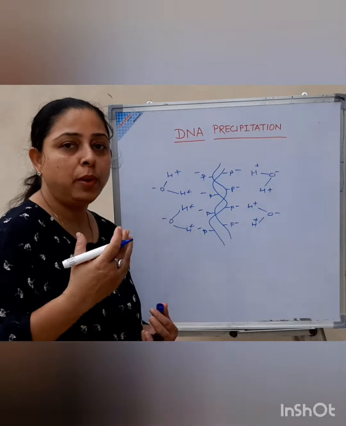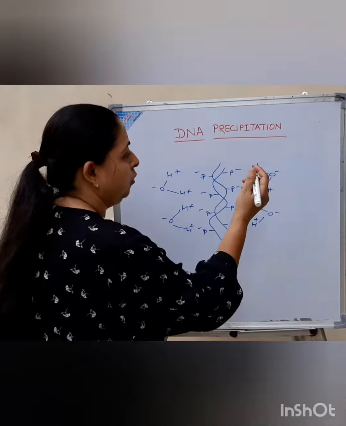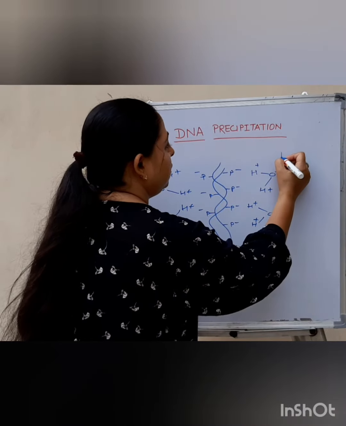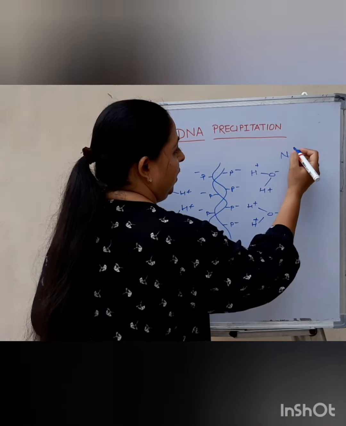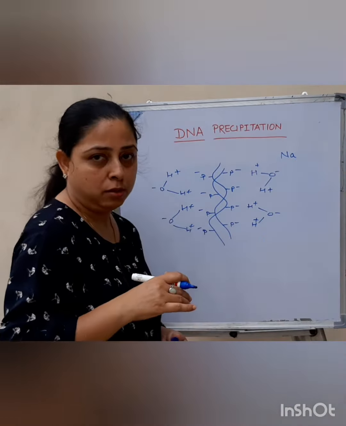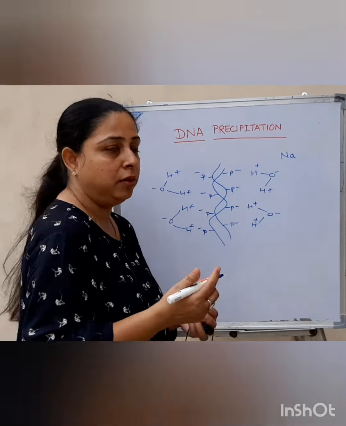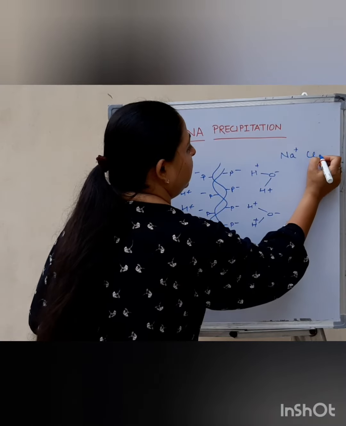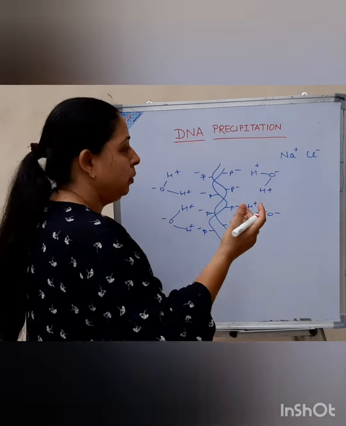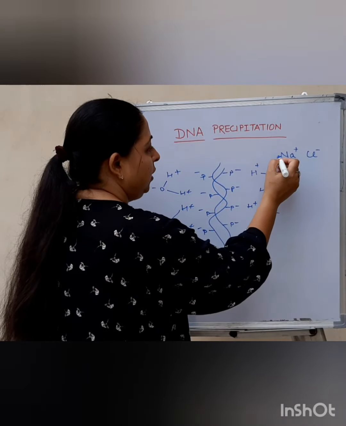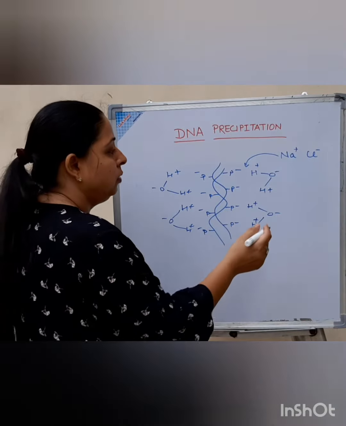Now what happens when the salt is added, when we add the salt into the aqueous solution of DNA? The moment we add salt, suppose we add sodium chloride, the sodium chloride gets dissociated into sodium ion and chloride ion. Now the moment we add sodium chloride into the aqueous solution, the sodium ions interfere with the hydration shell of the DNA molecule.